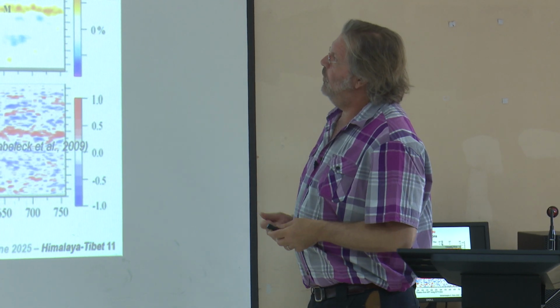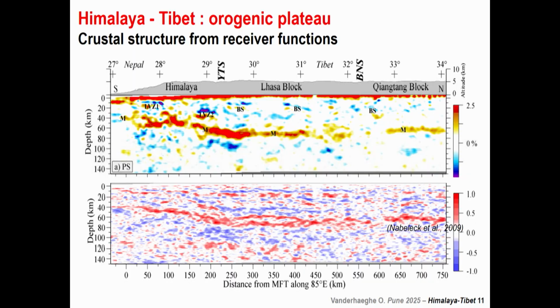So this is the view from receiver functions. I'm not going to go through the methods, but it allows you to identify in another way, to check the depth of the Moho. And it confirms that it's between 50 and 60 kilometers. And the Moho is flat. The Moho is flat beneath Tibet. That's an important point. And you also see that there are flat geophysical structures.